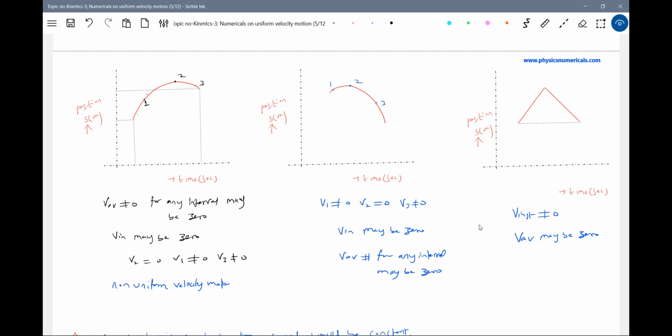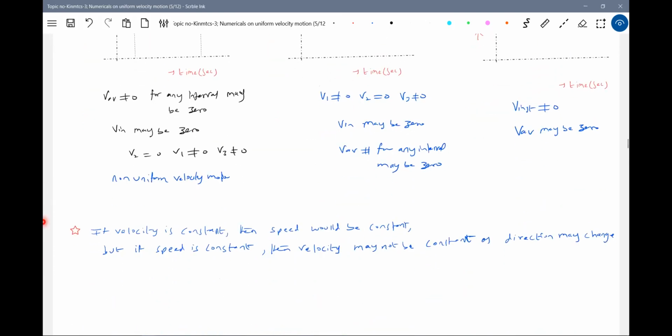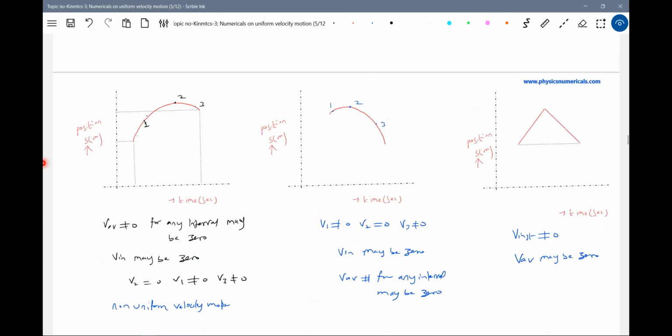We don't have any such rule. If this is 0, this must be 0, nothing like that. It all depends upon the type of motion. So what is the conclusion? We can make it here. If V average is 0, V instantaneous may be 0. If V average is non-zero, V instantaneous may be 0 or may not be 0. So there's no specific rule that if this is 0, that must be 0. That's what I just wanted to interpret by so many examples here.